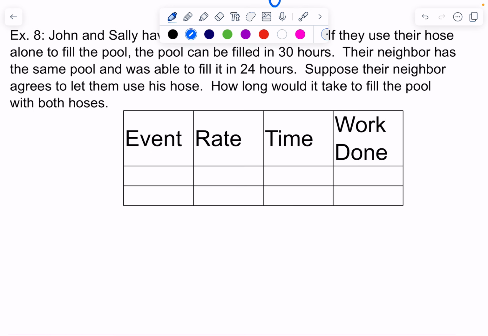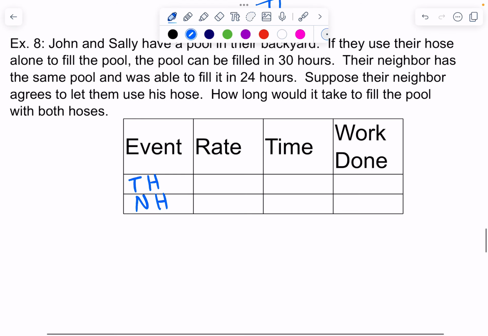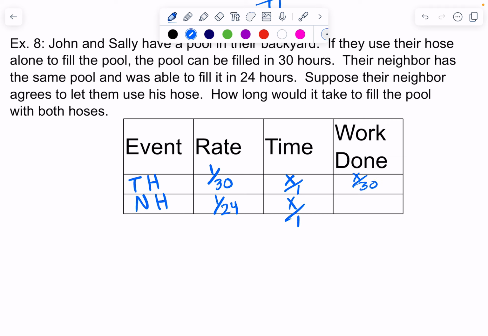So the event. Okay, we're going to put TH for their hose, and I'm going to put NH for the neighbor's hose. What is the rate of their hose? Well, it can complete it in 30 hours, so the rate is 1/30th of the job every X hours. The neighbor can fill the pool in 24 hours, so their rate is 1/24th every X hours. The work done, the rate of 1/30th times X over 1 is X over 30. The rate of 1/24th times X over 1 is X 24ths.